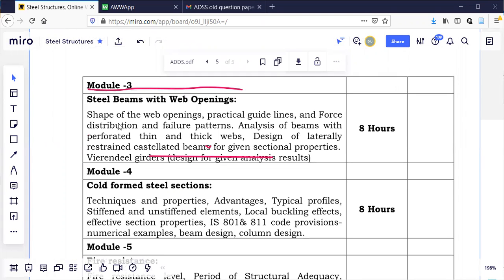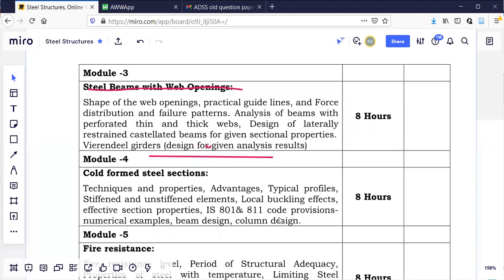Module 3 has come here, no? Steel beams with web openings. Now, if you look at module 1 and module 3, you can see how much importance is given to beams of steel structures, beam design. Even module 1 is beams, module 3 is also. See this, steel beams with web openings, we have to study that one. Cold formed steel structures.